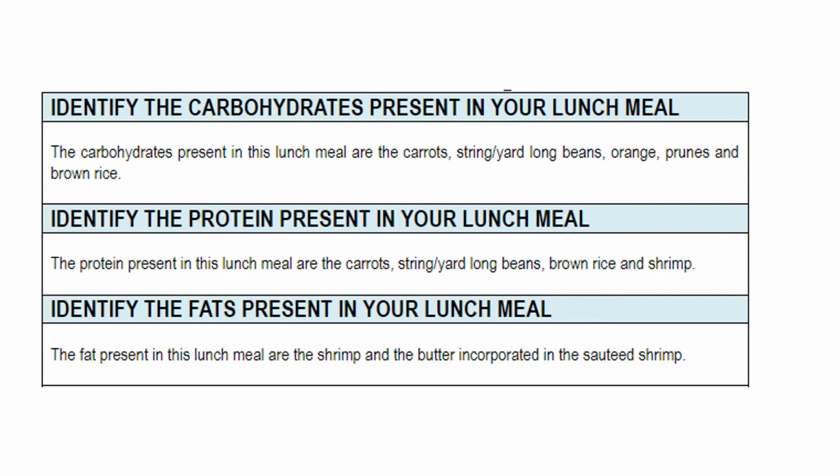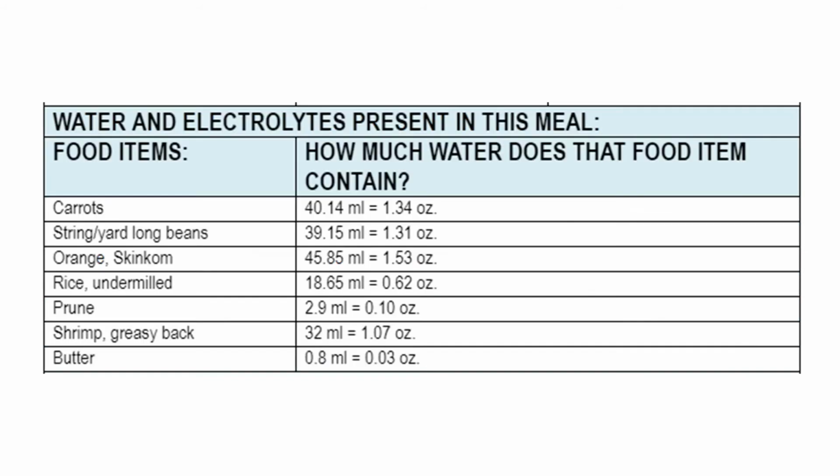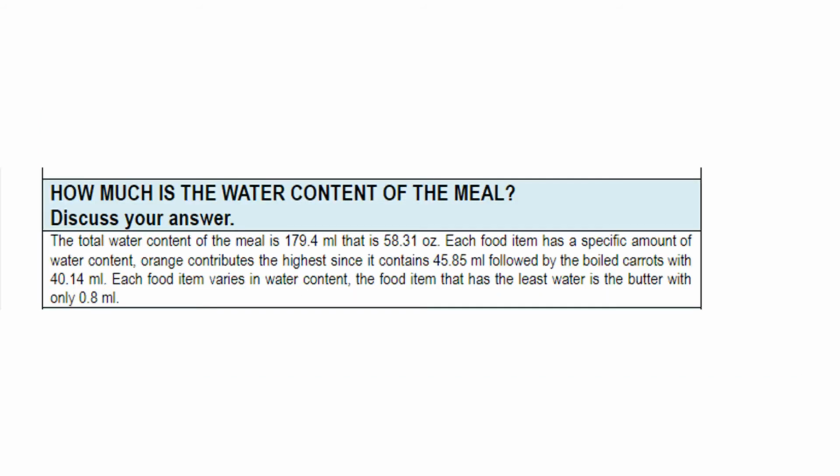contain the macronutrients. For the water content of each food item, carrots contain 40.14 ml, string long beans contain 39.15 ml, orange contains 45.85 ml, rice contains 18.65 ml, prune contains 2.9 ml, shrimp contains 32 ml, and for the butter, it only contains 0.8 ml. The total water content of the meal is 179.4 ml, that is 58.31 ounces.